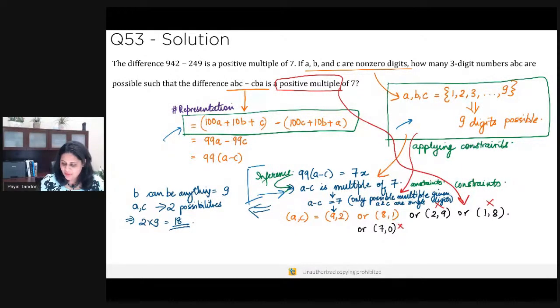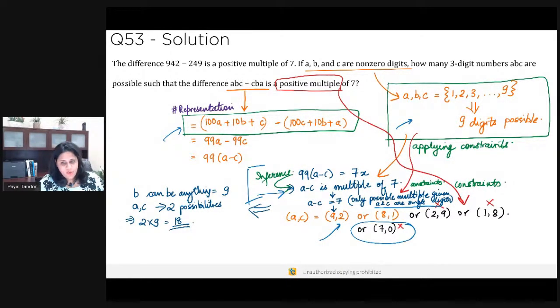A and C are single digits, right? So you needed to understand that you don't have to consider 14 or 21 as possible multiples, because those are not really possible here, as A and C are single digits. So again, you figured out that these are the two possible values. The other thing is, you figured out that 7 and 0 are not possible.